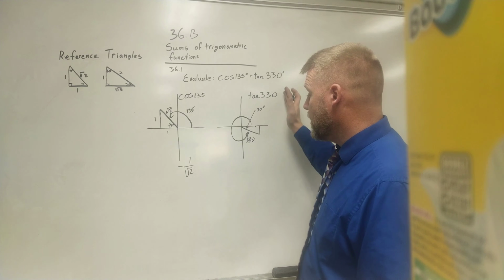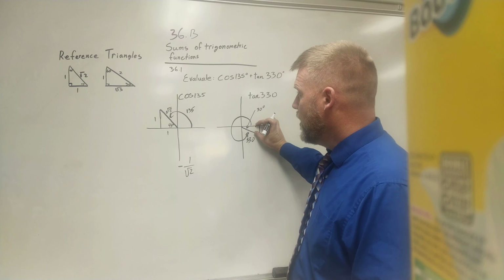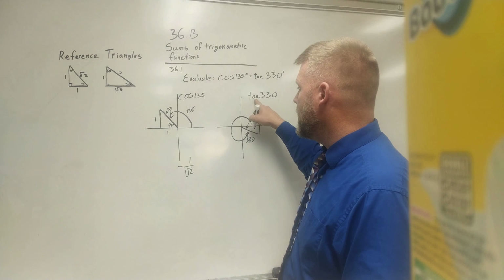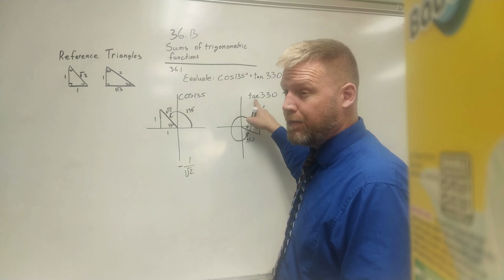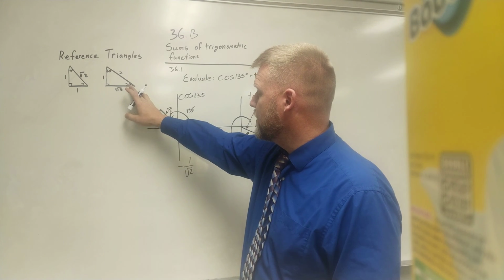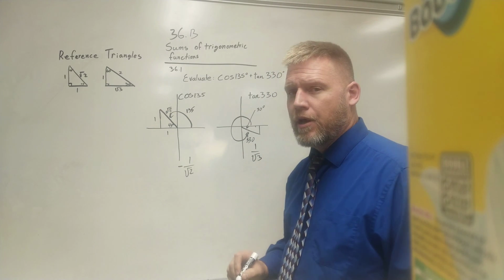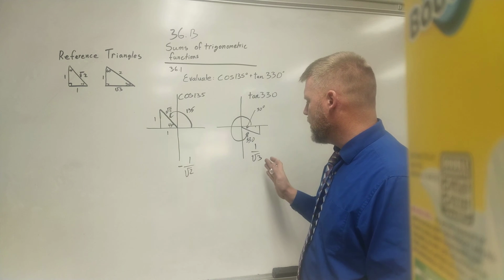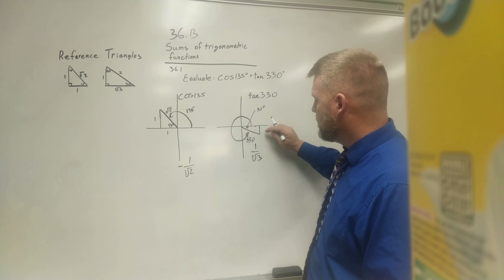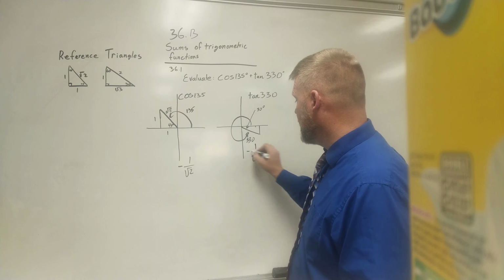The next part of this problem is the tangent of 330. 330, once again, is a 30 degree. I look at my special reference triangle and say 30 degrees. I'm looking for tangent, and I have to remember that tangent is opposite over adjacent. So if I go to my 30 degree and say opposite over adjacent, that's 1 over root of 3. There's another little problem here: in this quadrant, my opposite is a negative and my adjacent is a positive. A negative divided by a positive is a negative.